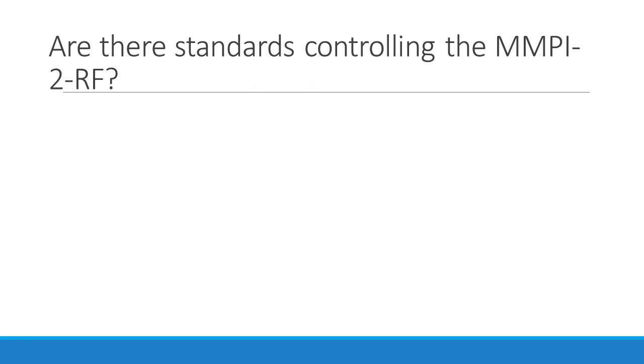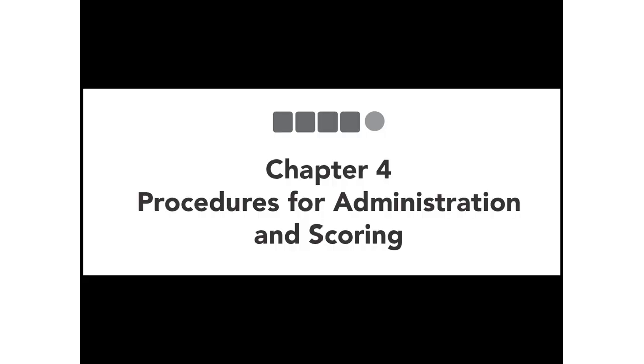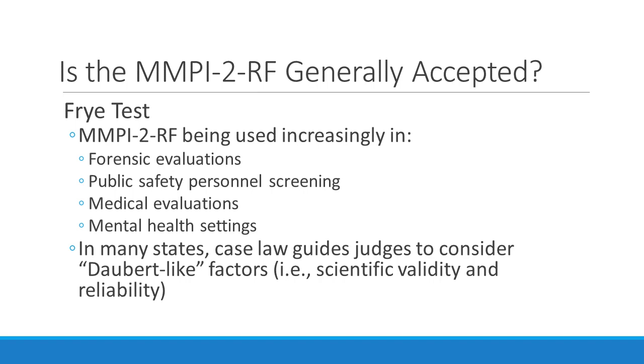Were there standards controlling the MMPI-2-RF? Well, here we can look at the Manual of Administration, Scoring, and Interpretation, and the special chapter on procedures for administration and scoring to address that type of question. And then the final factor from the Daubert standard is: is the MMPI-2-RF generally accepted?